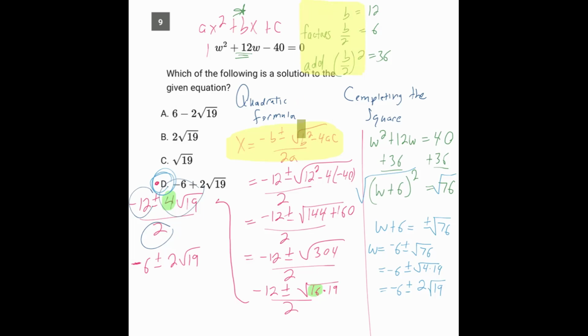And there are some situations where you're forced to use the completing the square method. For instance, when you're finding the equation of a circle, that's a situation where you have to use this method or else there's nothing else to do. Here we had two choices. In any case, the answer here is D.